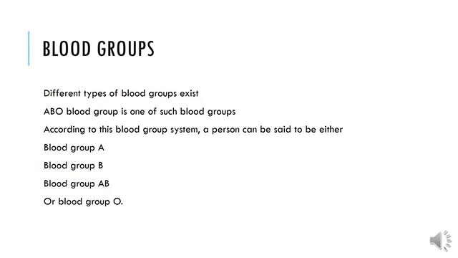People who are blood group A have antigen A on their red blood cells. If you're blood group B, you have antigen B on your red blood cells. If you're blood group AB, you have both antigen A and antigen B on your red blood cells. But if you are blood group O, it means you do not have any antigens on your red blood cells. Think of O as being a zero, meaning antigen zero, meaning you are blood group O.